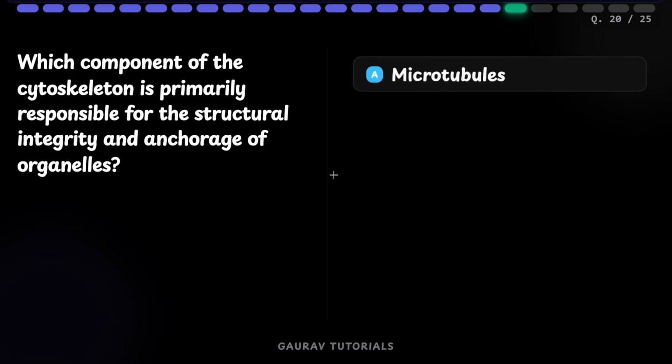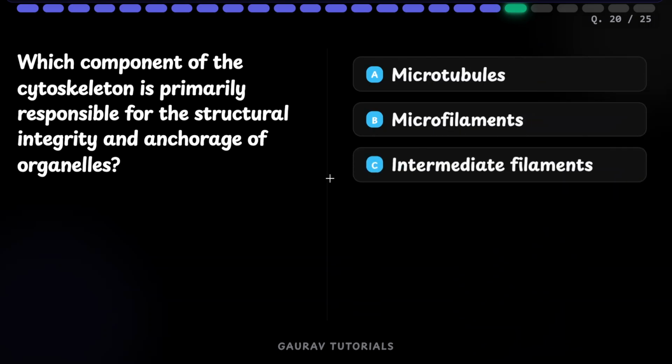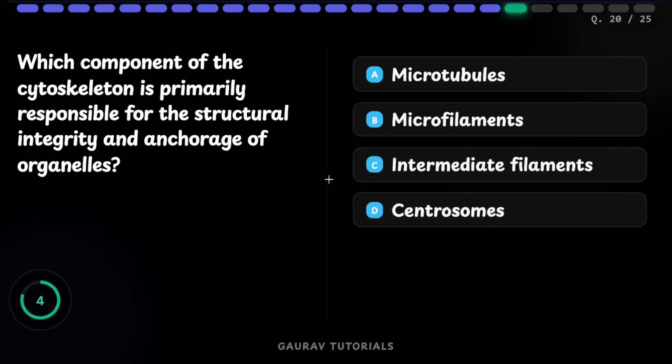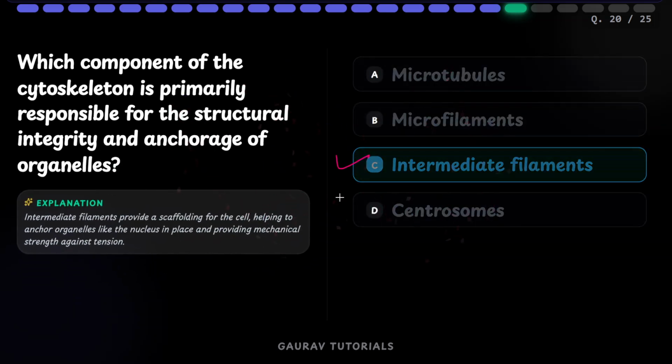Question number 20. Which component of the cytoskeleton is primarily responsible for the structural integrity and anchorage of the organelle? Option A, microtubule. B, microfilaments. C, intermediate filaments. D, centrosomes. The correct answer is option C, intermediate filaments.